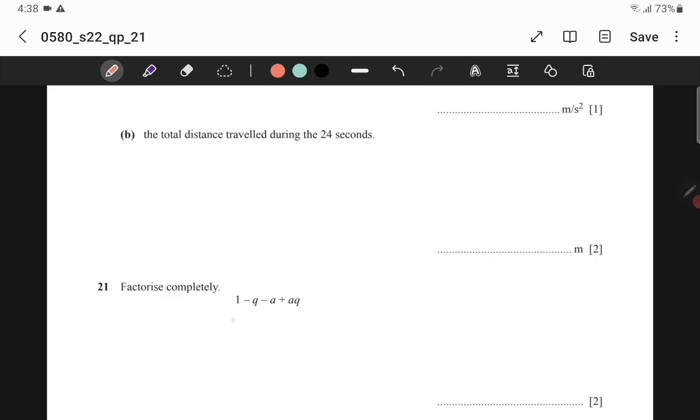1 minus q, no. I cannot do anything. This one, I can take the negative a. So it will be negative a times 1 minus q. Right? This one is minus a. This one becomes plus aq, right? So I can... Can you see like this? So it will be what? 1 minus q. The same factor, you take it out. And the remaining one will be 1 minus a. So that's the answer.